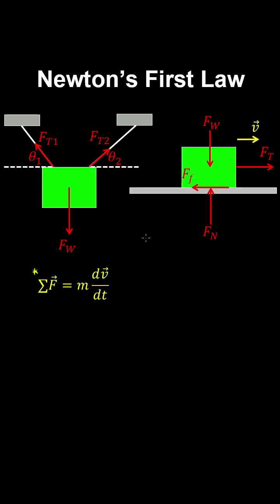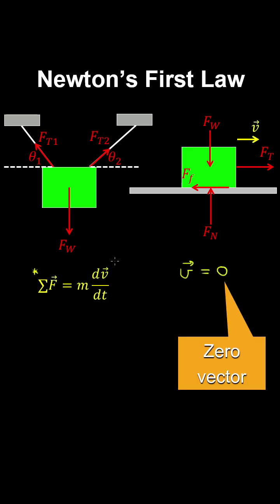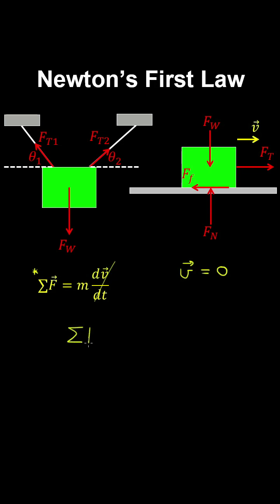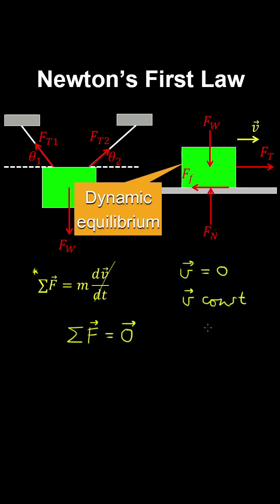Now one special case is static equilibrium, where the velocity of the block is 0. Well, in that case, the acceleration is also 0, and therefore the net force acting on the body is 0. And another special case is where the body is travelling at a constant velocity, and therefore, since the derivative of a constant is 0, the acceleration is also 0 in this case.